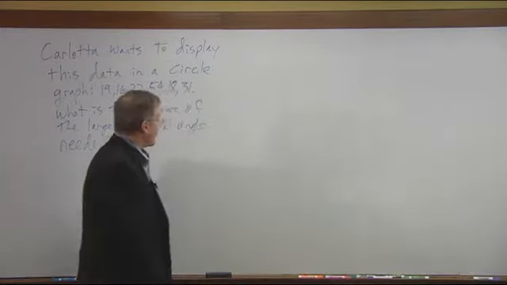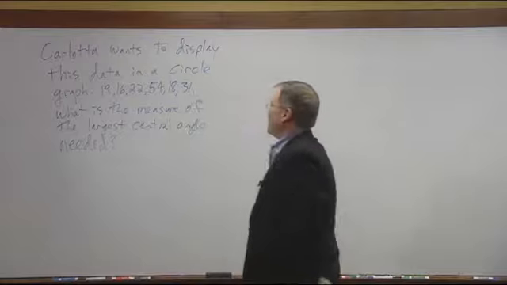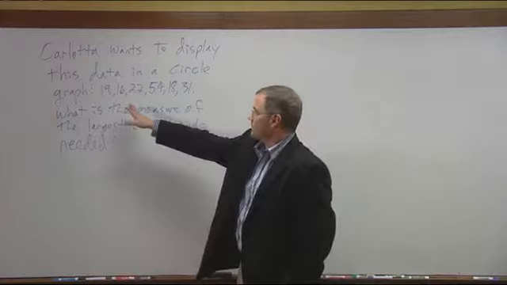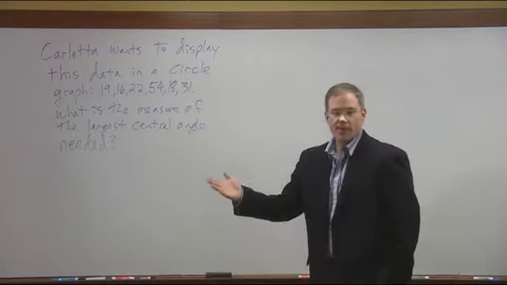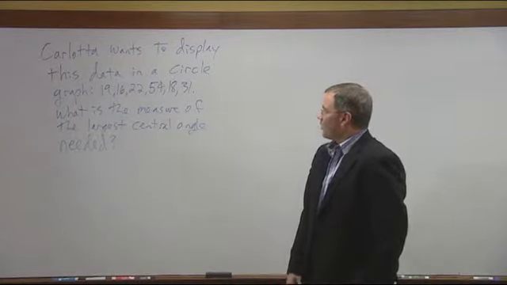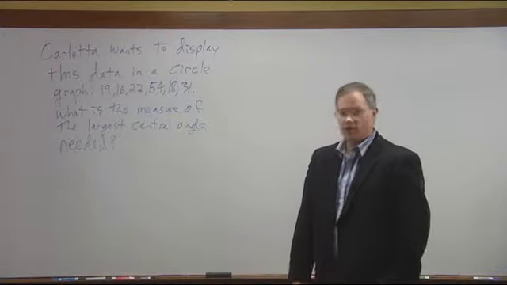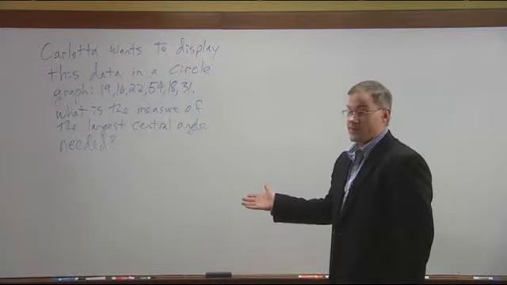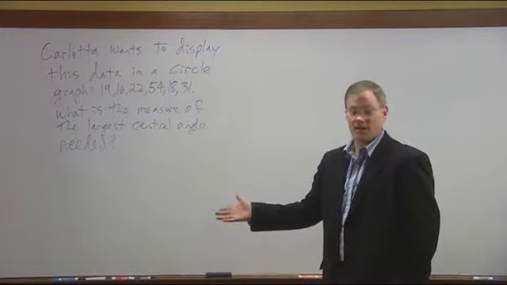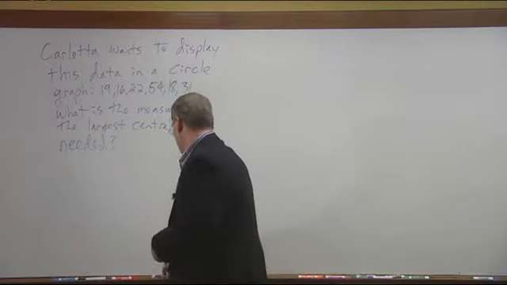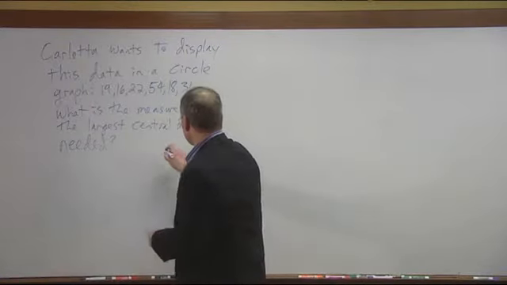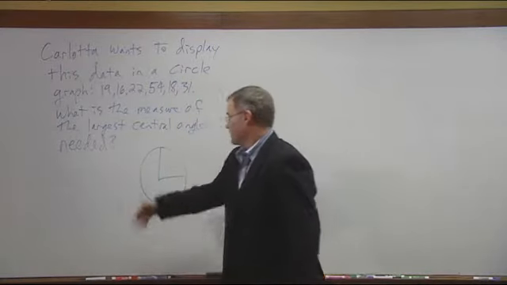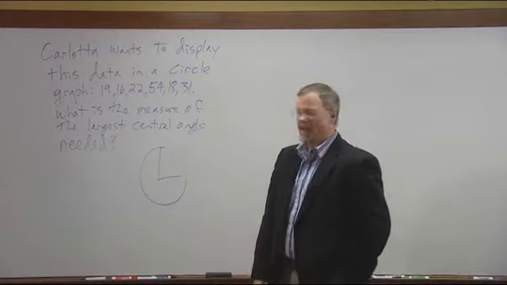So this is an example problem that says Carlotta wants to display this data in a circle graph, and then it gives us some numbers, 19, 16, 22, and so on. It says, what is the measure of the largest central angle needed? And that's it. This is a hard problem to figure out necessarily what's wanted, and I believe it actually comes with a circle graph drawn like this as part of it, and this is just asking what's the measure of the largest central angle needed.